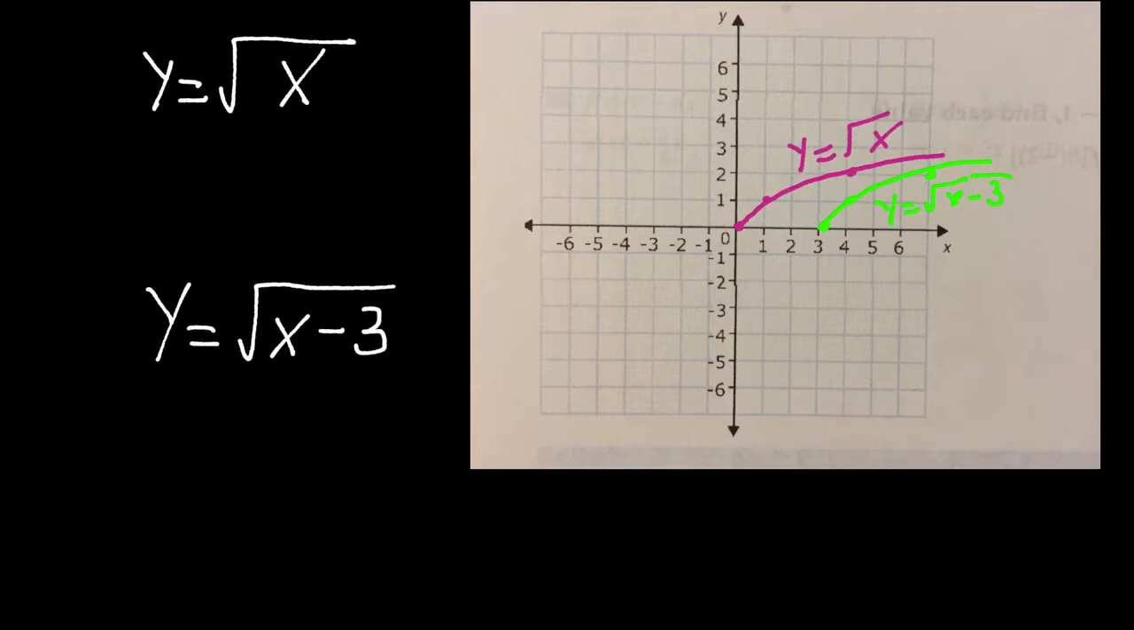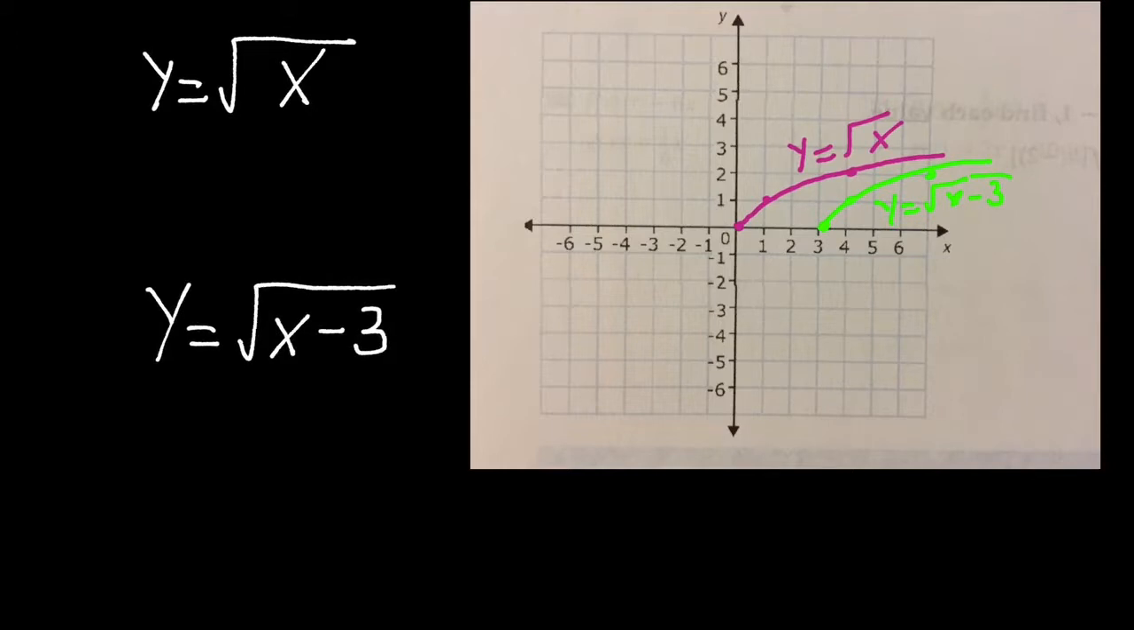So what do you notice about these two graphs? The parent function starts at 0. The new function, x minus 3, starts at positive 3. So we can say that anything underneath the radical with x shifts our graph either left or right, and it's based off the opposite of the sign. If this is negative, we're going to go into the positive territory. If this is plus 3, we're going to go into the negative territory.